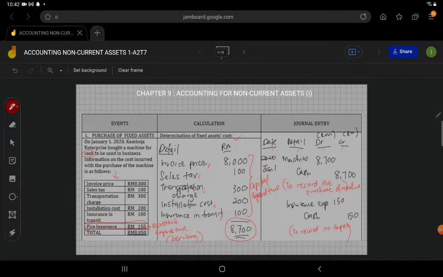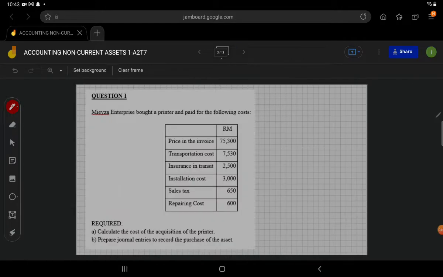So you have to remember, when determining fixed asset cost, the cost involved is capital expenditure. Alright, and then mana-mana cost yang terlibat dan ianya cost yang akan berulang untuk masa yang akan datang, itu adalah revenue expenditure. Okay, and now we continue.